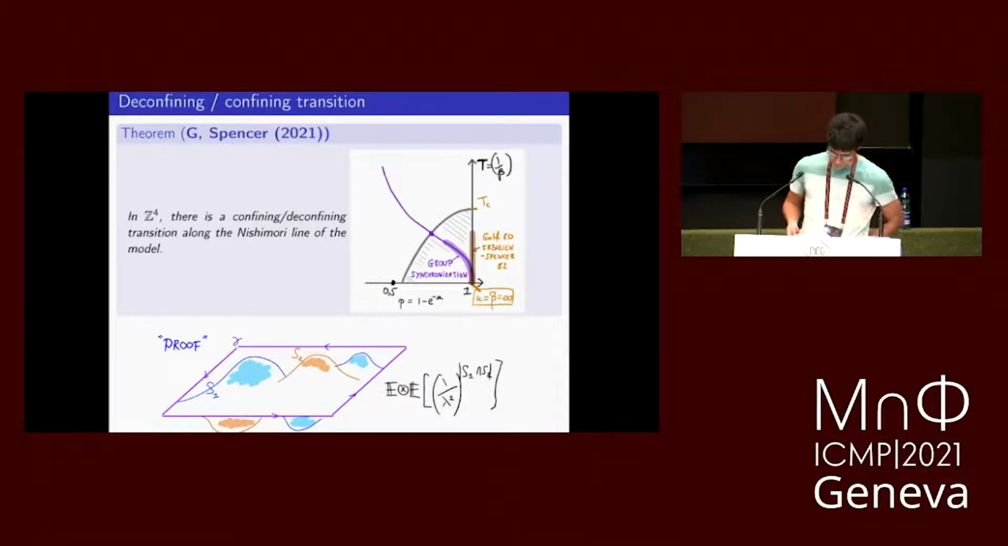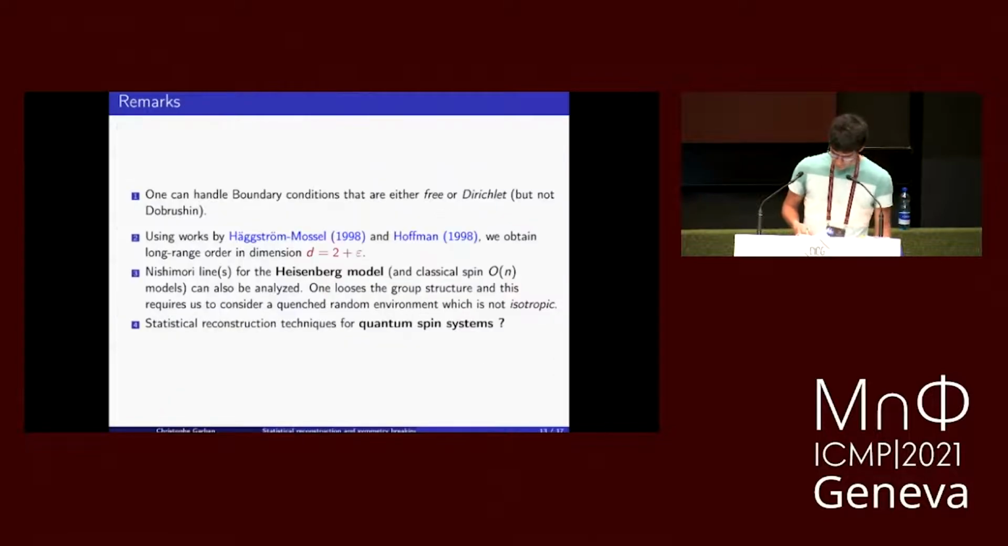So I'm going a bit too fast here, but very quickly some comments. So I was very vague about boundary conditions. We can handle both free and Dirichlet boundary conditions. But just to show you that there are also some restrictions, we cannot handle Dobrushin boundary conditions, for example. And to show that it makes things more flexible than reflection positivity, we can prove long-range order on 2 plus epsilon dimensional spaces using extensions of this Benjamini, Pimentel, Perez work by Hagström, Mossel, and Hoffman.